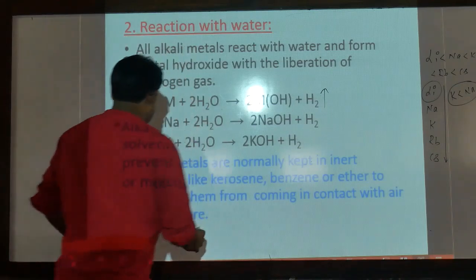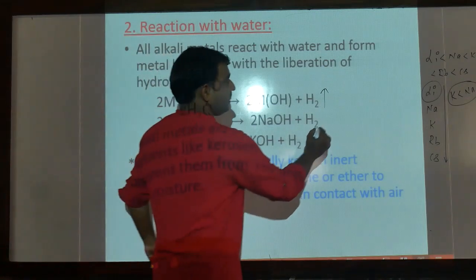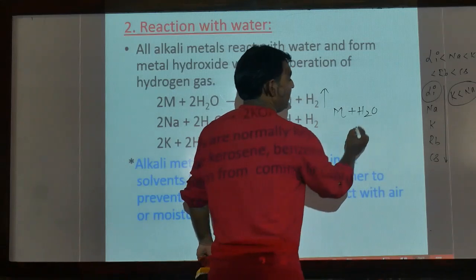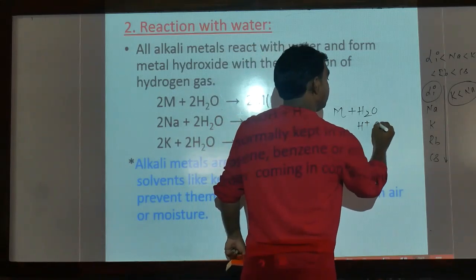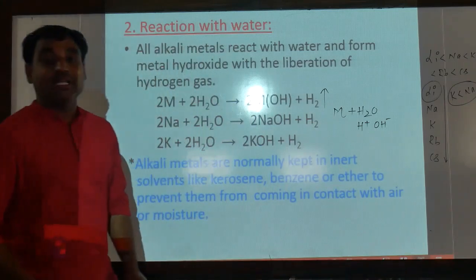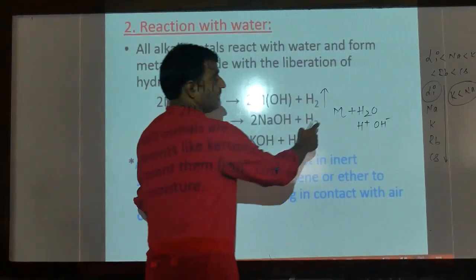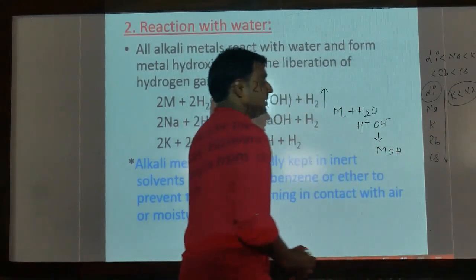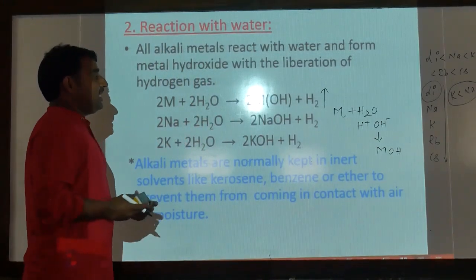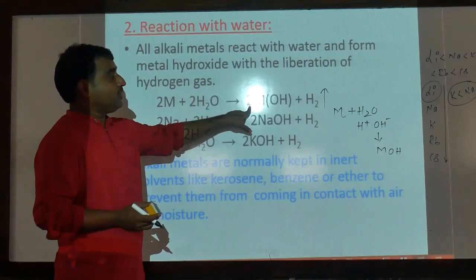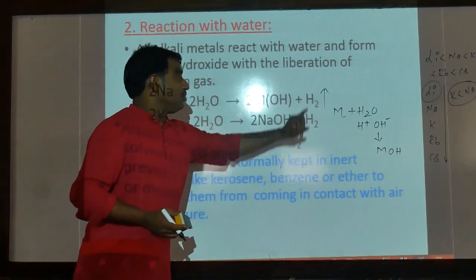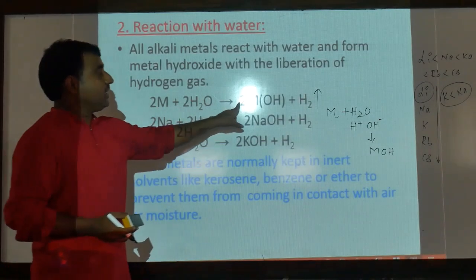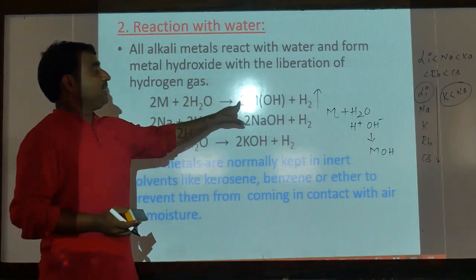So the metal charge is +1. The metal reacts with H2O, which can be dissociated into H plus and OH minus. All the metals are electropositive in nature. This metal reacts with OH minus to form metal hydroxide, MOH. To balance the oxygen and hydrogen, you have to multiply by 2. 2, 2, total 4 hydrogens are there. Here 2 2s are 4 hydrogens. 2 oxygens are there, and 2 metals will be there.